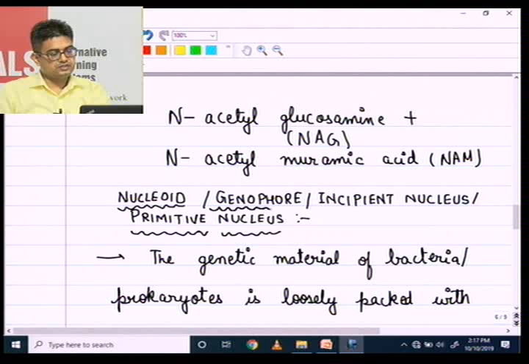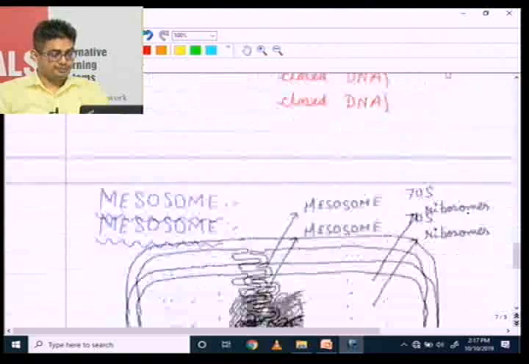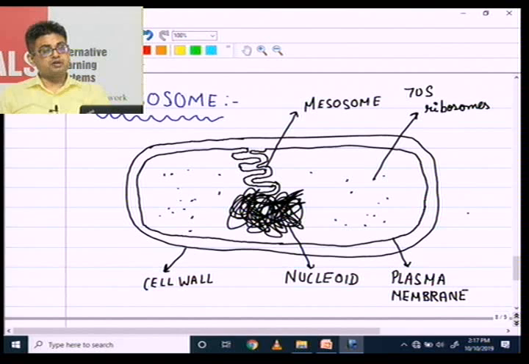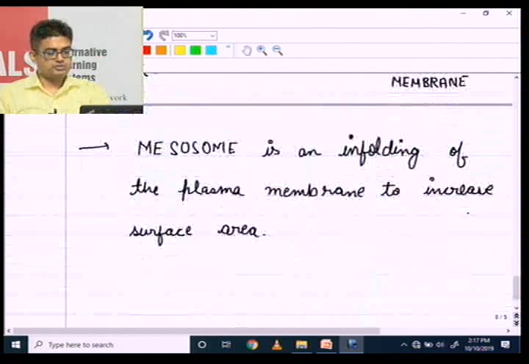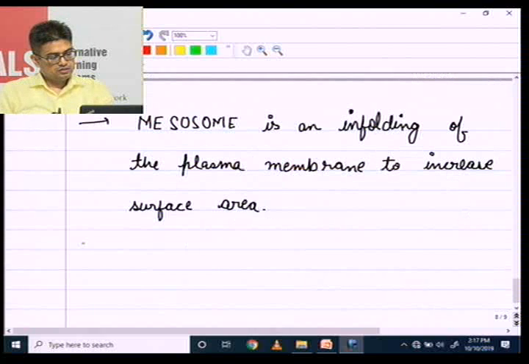Look, these things I have already discussed with you. These titles I have already written in Kingdom Monera. So if you are missing this, you must go to my previous lectures of Kingdom Monera. There I have given this. Okay, so mesosome is an infolding of the plasma membrane to increase the surface area.